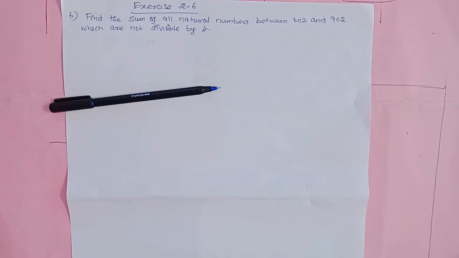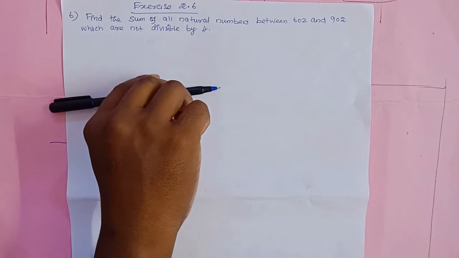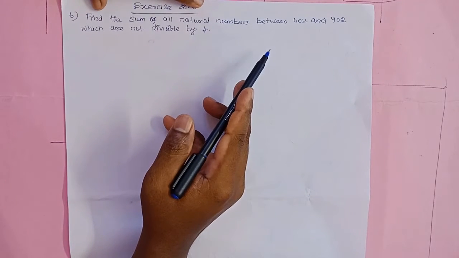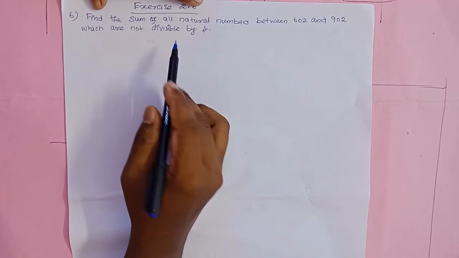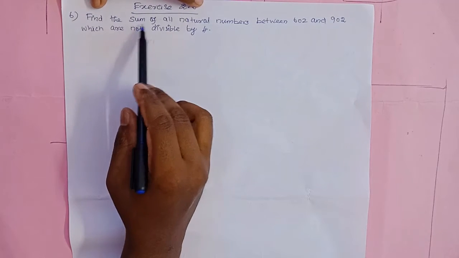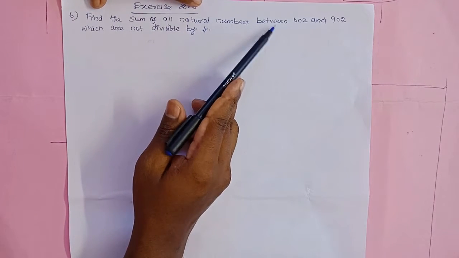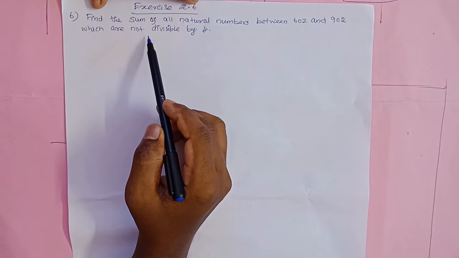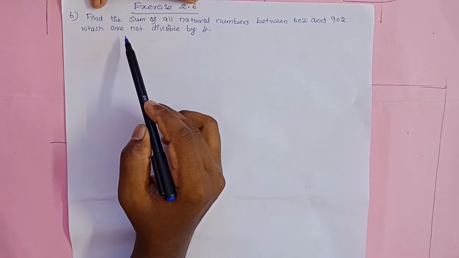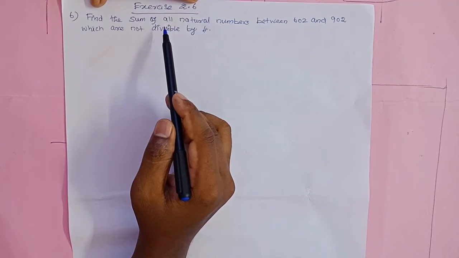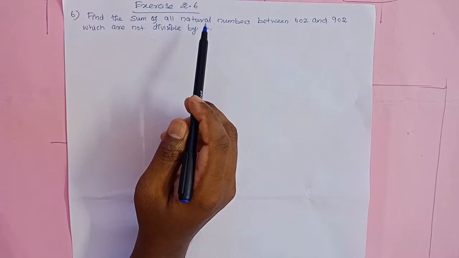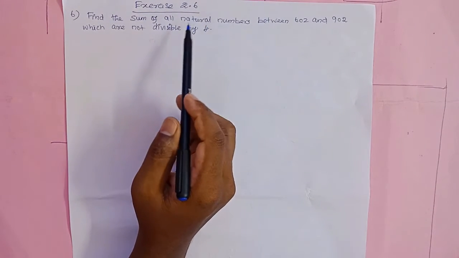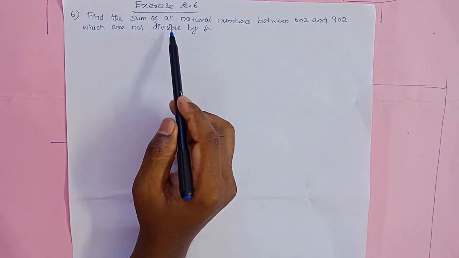Exercise 2.6, problem number 6. Find the sum of all natural numbers between 602 and 902 which are not divisible by 4. We have discussed an example problem there, which was about numbers divisible by like that. Here it is which are not divisible. Which are divisible is very simple. They discussed which are divisible by 7. Here it is which are not divisible.